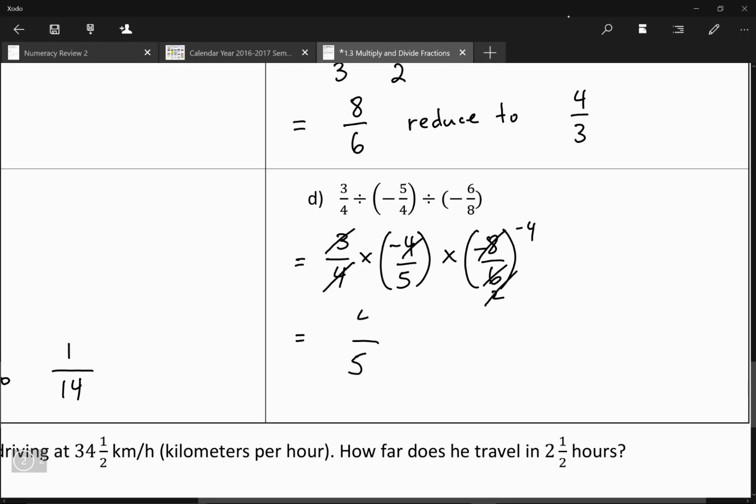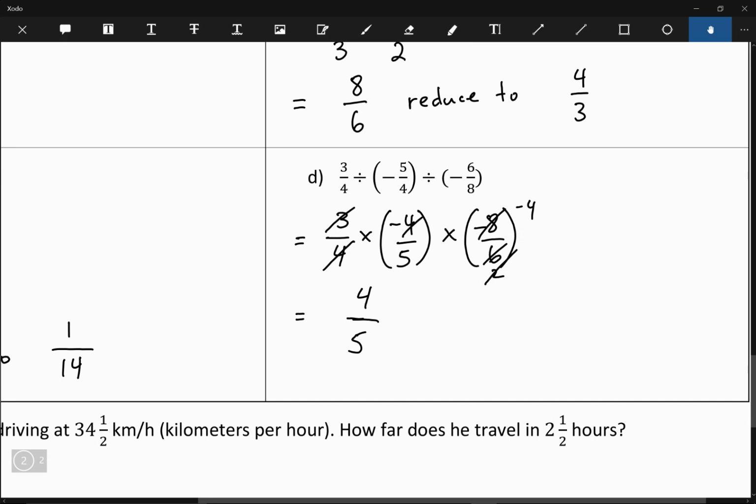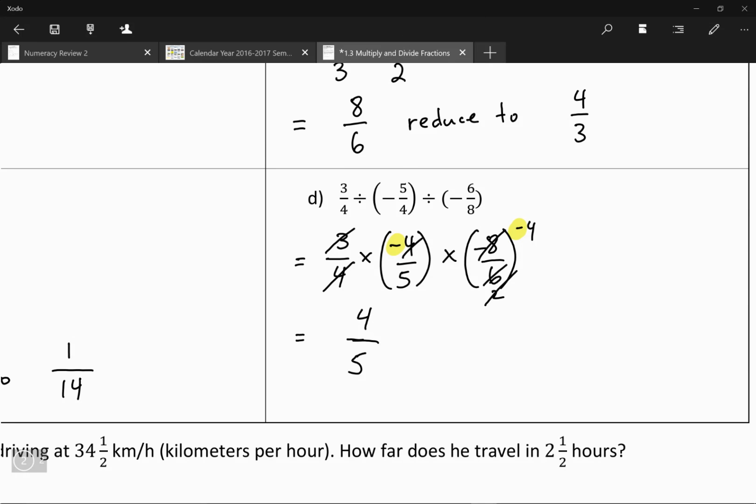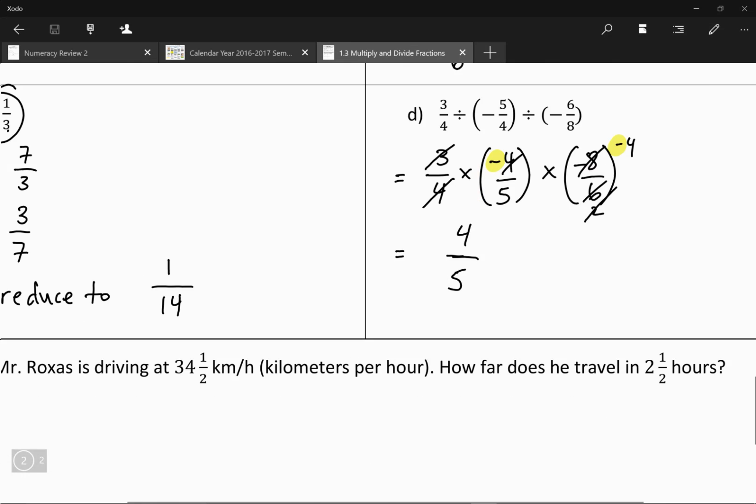Okay, so +4/5. So don't forget, I'm just going to highlight it here. You have a negative, and you have a negative. 2 negatives make a positive when you multiply them. Or 2 of the same sign are positive. Now, let's carry on down here.